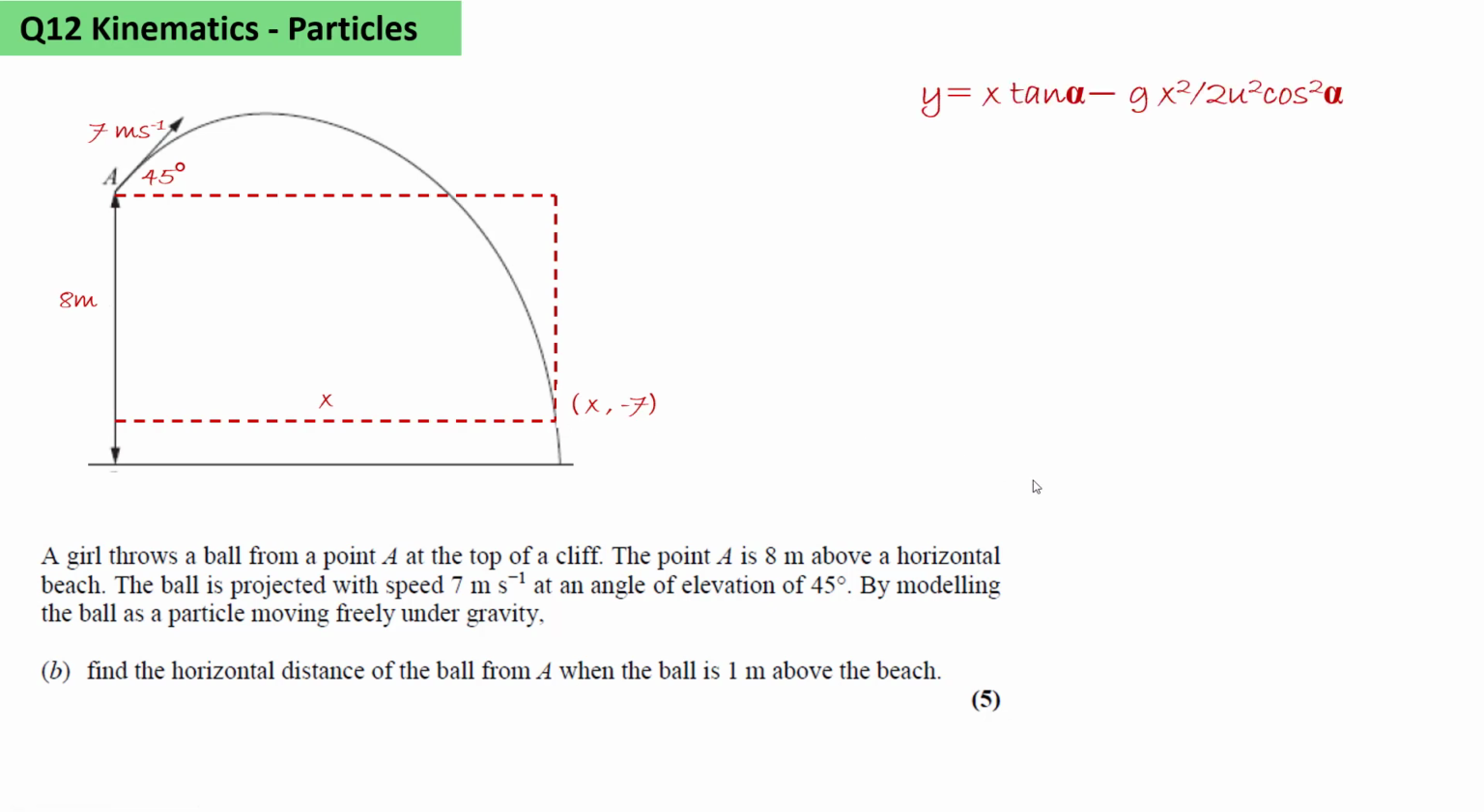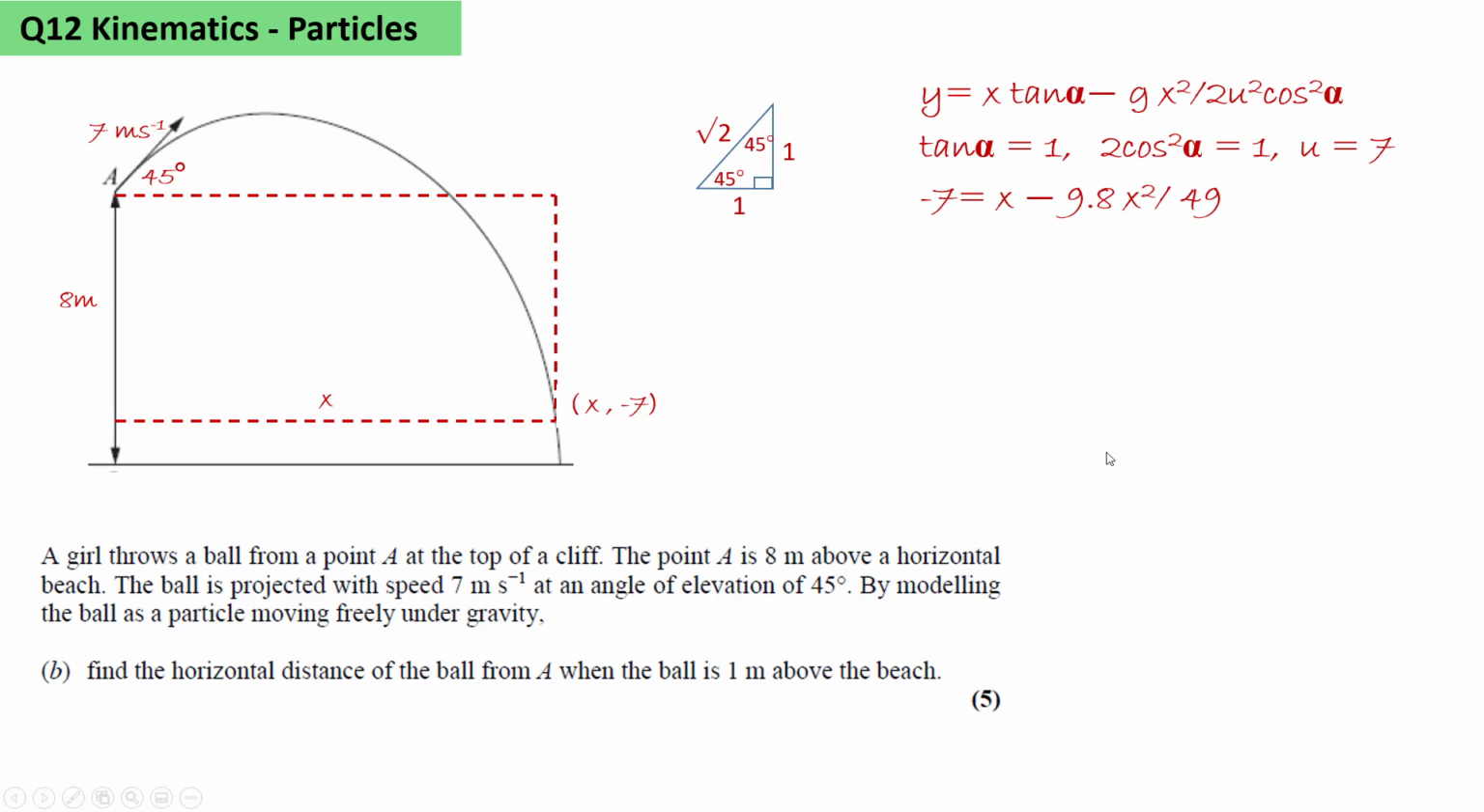We're going to use the formula that we derived in the first part of the question to help us with the second part. We know the angle alpha is 45 degrees, so we can look at this small triangle to see that the tan of alpha is going to be 1, the cos of alpha is going to be 1 over root 2, so that 2 cos squared alpha equals 1, and we're told that u equals 7. We substitute this into the formula that we derived earlier to get minus 7 equals x minus 9.8x squared over 49.